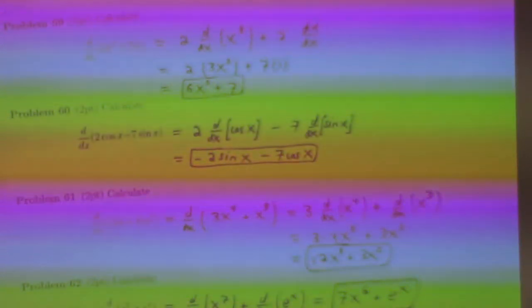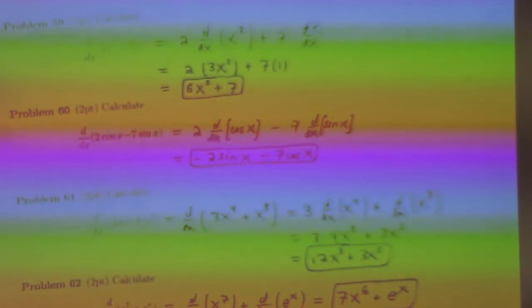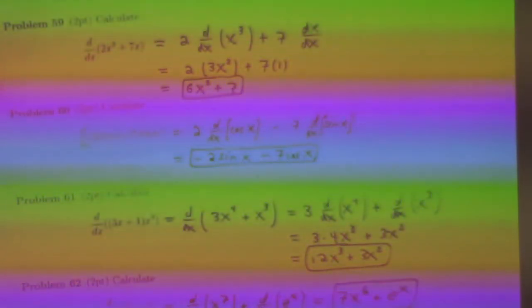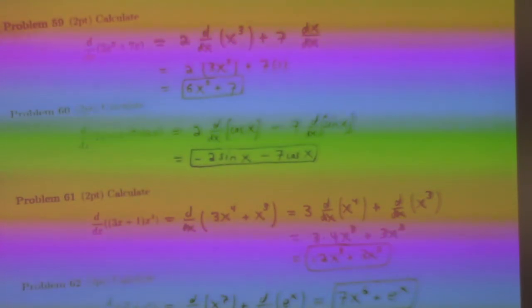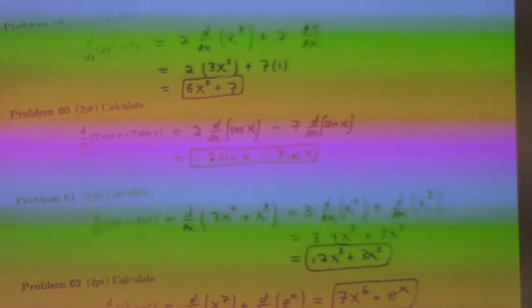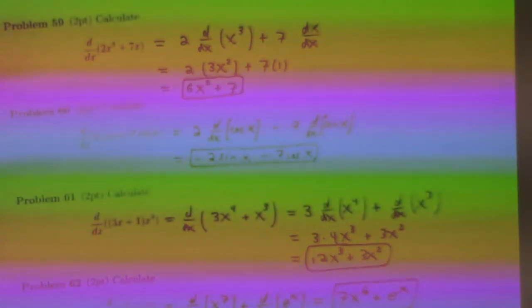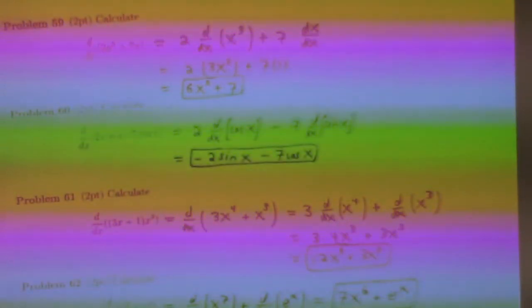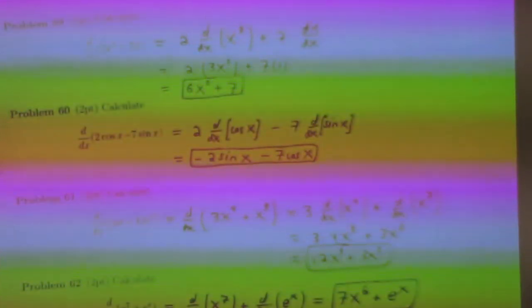Unless I say prove it. In that case, you have to go back to the earlier homework problem, where we proved it with the limit quotient, right? But unless the words appear in the problem, show from the definition of the derivative involving the limit quotient, by all means, don't do it, right?